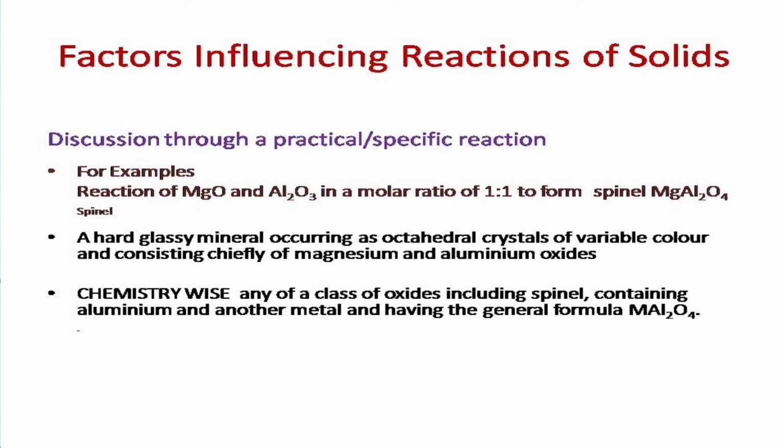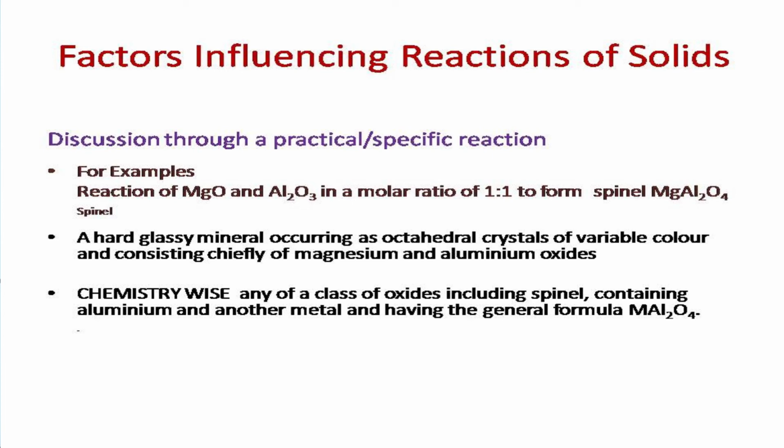Now what are the factors influencing reactions of solids? For this purpose, we shall take a practical case, and the practical case is MgO plus Al2O3 in the ratio of 1:1 to form what we call a spinel, magnesium aluminate. This is the net product that you get when you react magnesium oxide with alumina. You take the mixture in a 1:1 stoichiometric ratio, and the product so formed is called spinel. Now what is a spinel?